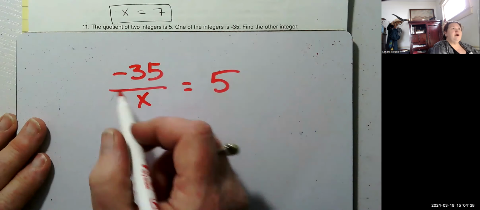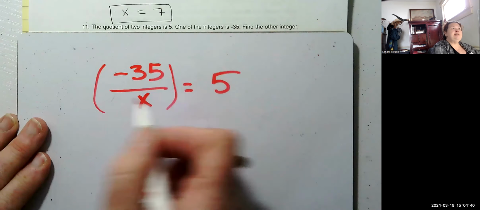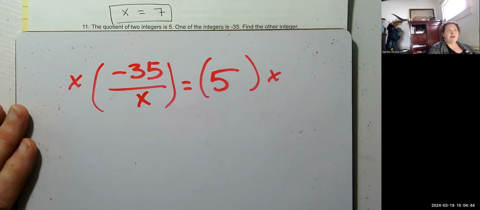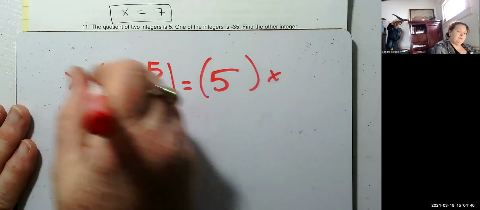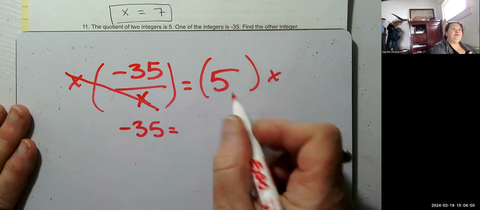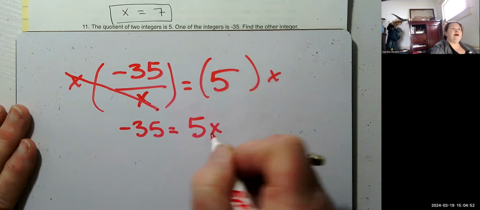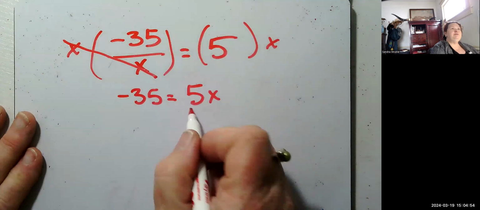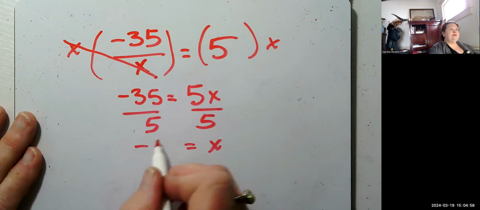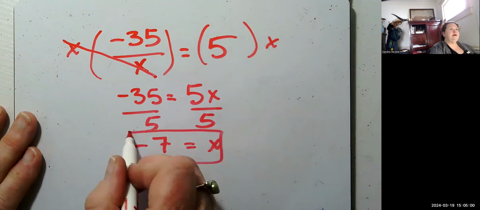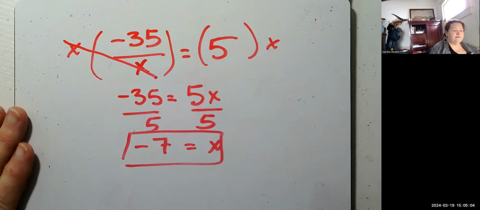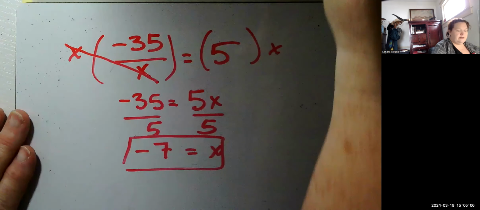Oh, sorry. So I need to multiply both sides by x just to get x up in my numerator instead of in the denominator. So when I do that, my x's are gone here. I'm left with negative 35 is equal to 5 times x, which is 5x. Finally, just dividing both sides by 5, we get x is equal to negative 7. And that is our answer. Negative 35 divided by negative 7 is 5. All right.